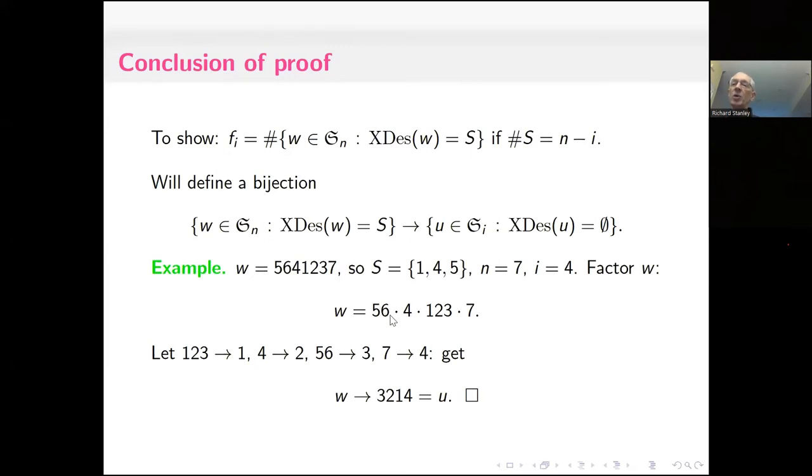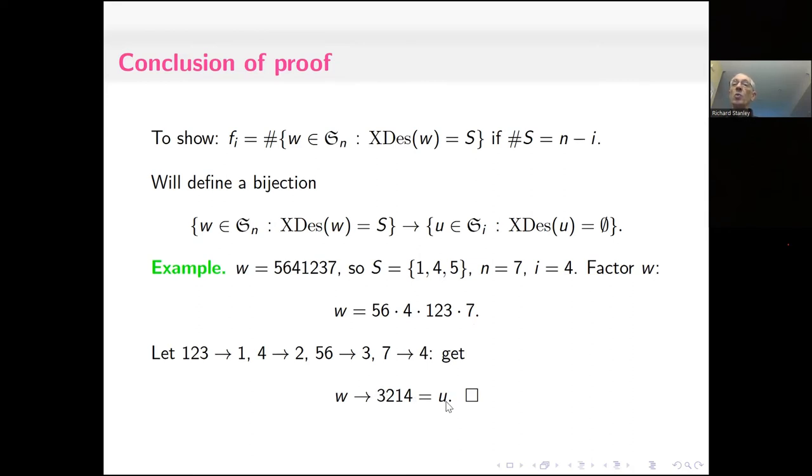So we factor w according to the factors that are the longest possible factors of consecutive integers. So in other words, we factor it after the non-succession. So we have 5, 6, and 4, and 1, 2, 3, and then 7. Then we simply replace the smallest factor, of the smallest integers here, 1, 2, 3, by 1. And the next smallest, 4, by 2, 5, 6, by 3, and then the largest by 4. And we'll get a permutation 3, 2, 1, 4.